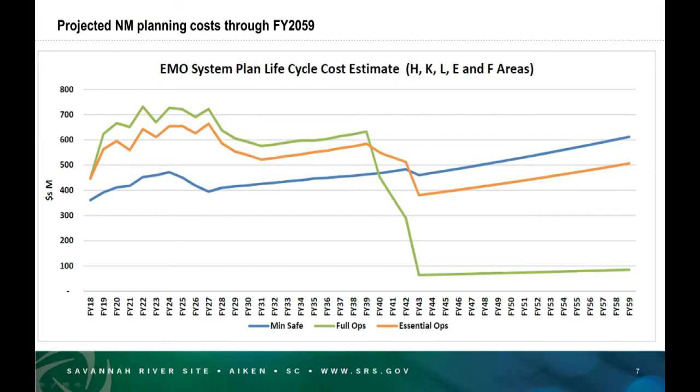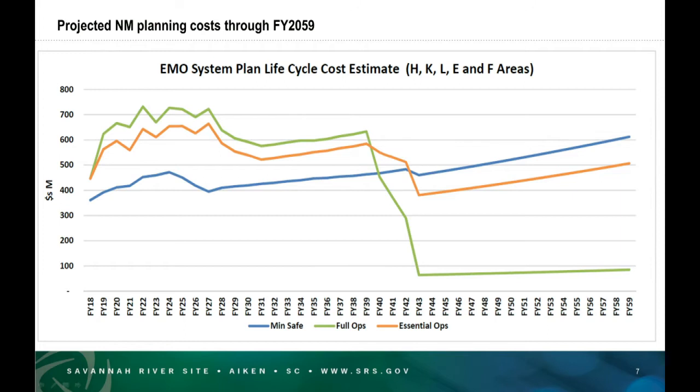So, and this is just a picture of what it costs over the life cycle. So your blue line, this is your min-safe ops. So this is, you're really not getting rid of any material or dispositioning any material. You're just keeping everything safe. And you see, as you go out, those costs continue to go up each year because we've got to pay for escalation and you got to pay for pension. So you're basically just adding to those costs without doing anything with the material.